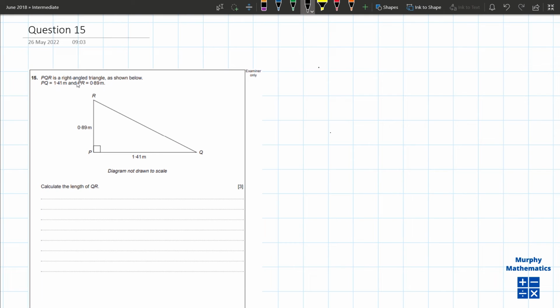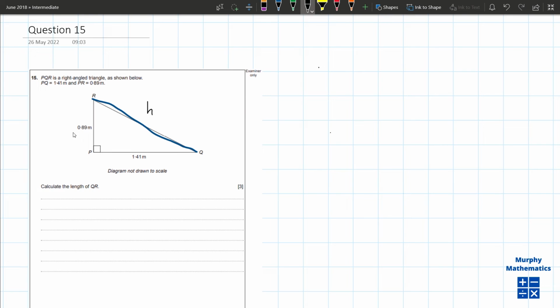PQR is a right-angled triangle as shown below. PQ is 1.41 meters and PR is 0.89 meters, and they've been drawn on. Calculate the length of QR. So we know we want this because that's between Q and R. And we know this is a right-angled triangle. We know this is the hypotenuse. That's the longest side of a triangle, the hypotenuse.